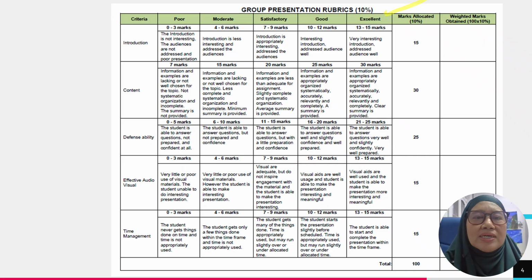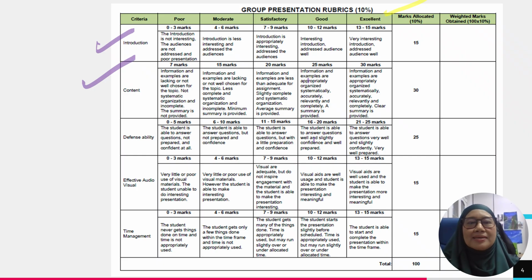Okay, the first one is introduction. This one is worth 15 marks. A strong introduction captures attention. It should be interesting, relevant, and clearly address your audience. Start confidently, set the tone, and make sure your purpose is clear. Okay, so remember, your audience's first impressions matter. You want them to be curious about what your idea is, from the start.